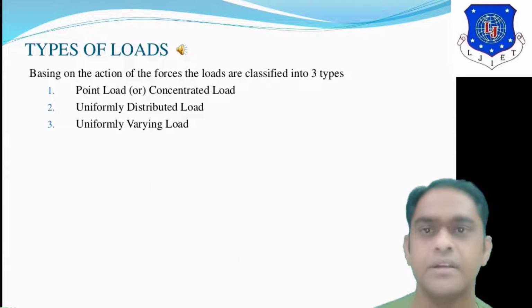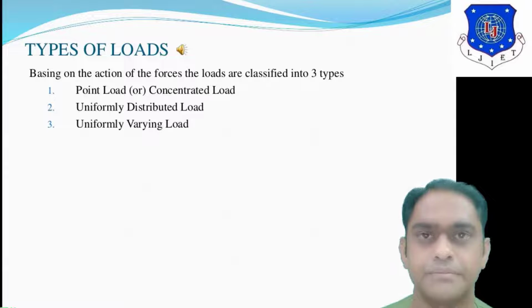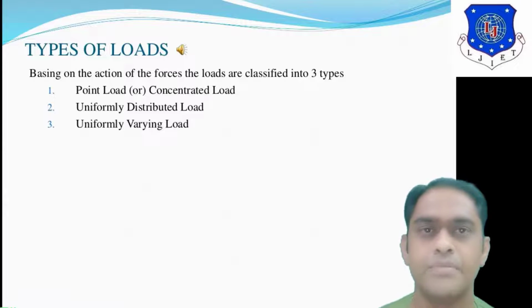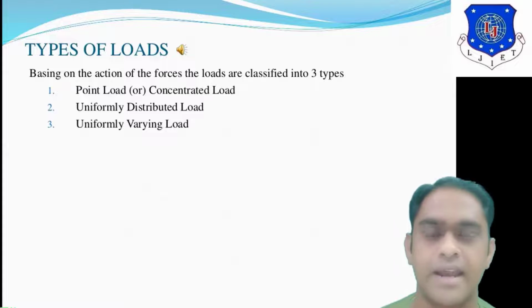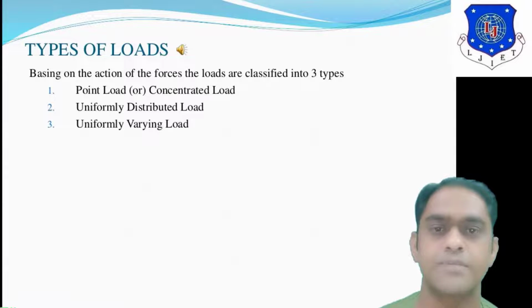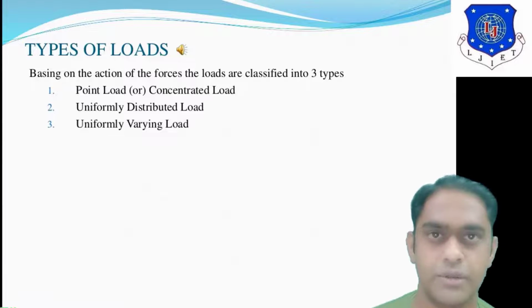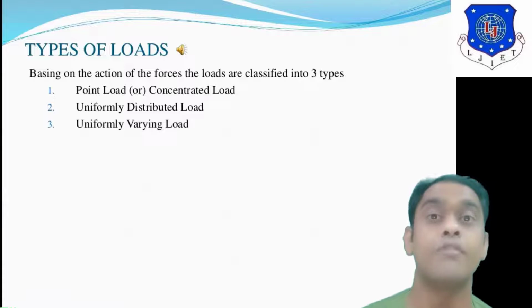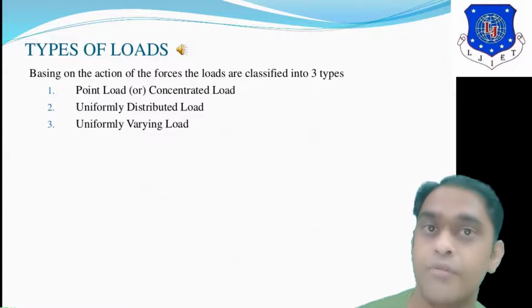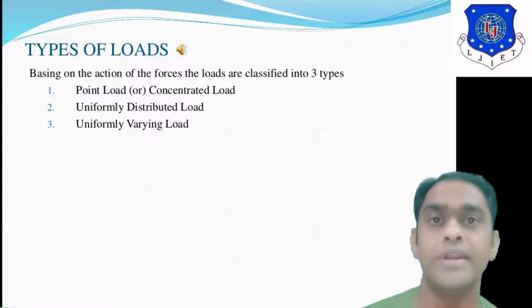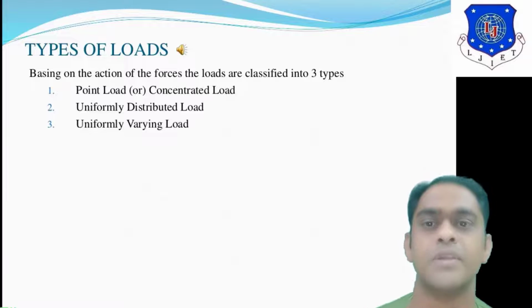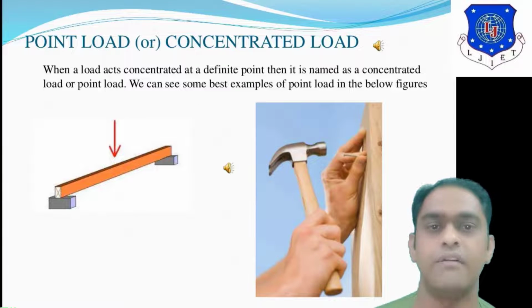Let us move ahead. There are several types of loads acting on the beam. Mainly three types of loads are acting on the beam. First one is point load or concentrated load. Second one is uniformly distributed load, also known as UDL in short form. Third one is uniformly varying load. Let us check one by one.